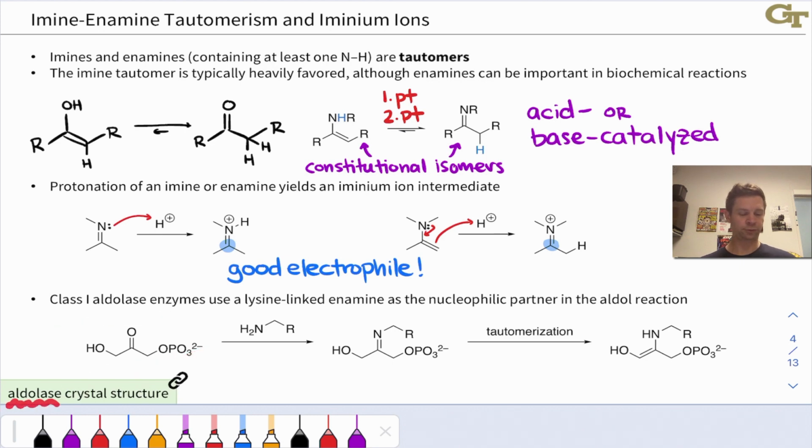This link will take you to a crystal structure of the aldolase enzyme where you can see the substrate or a substrate analog inside the active site.